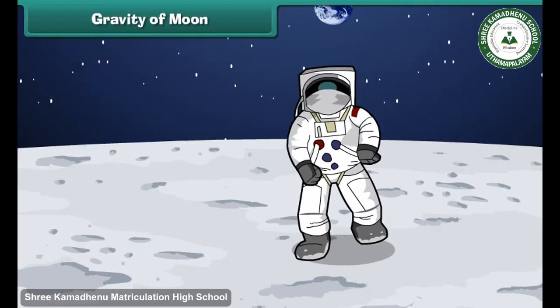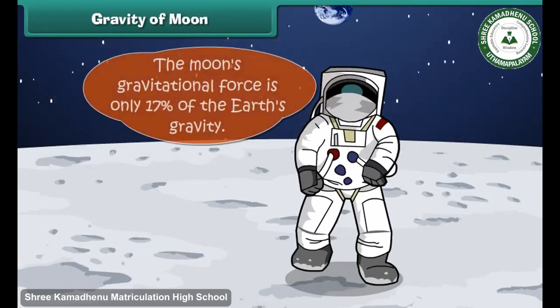You'll be surprised again to know that the moon's gravitational force is only 17% of the Earth's gravity. For example, a 100-pound, 45 kg person would weigh only 17 pounds, that is 7.6 kilograms on the moon.